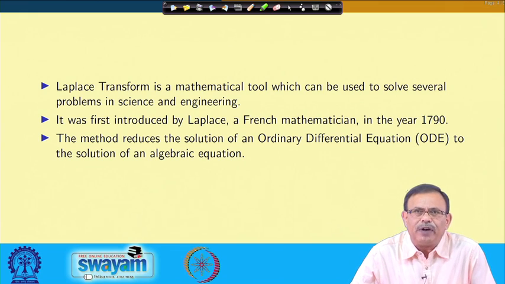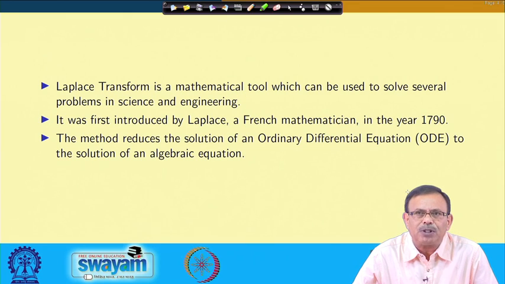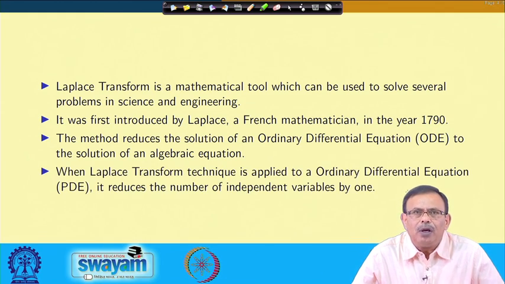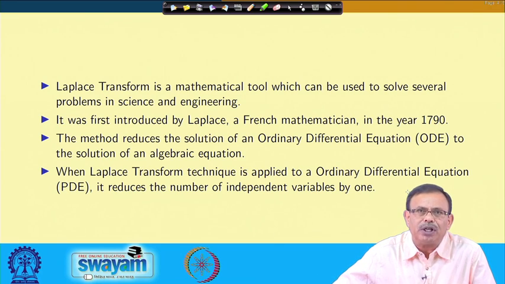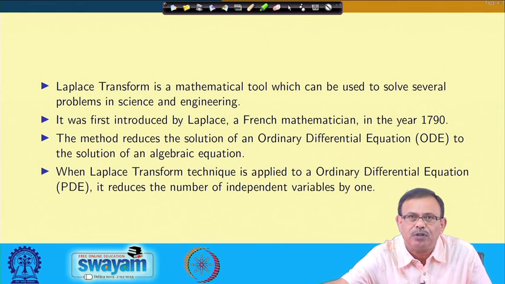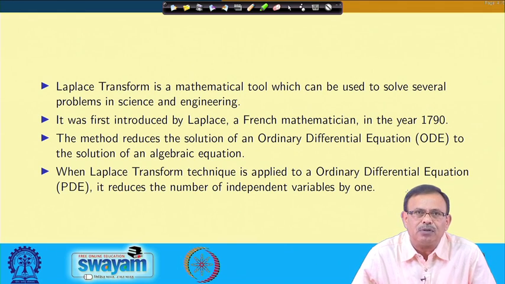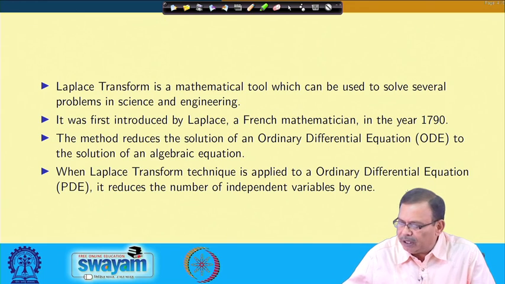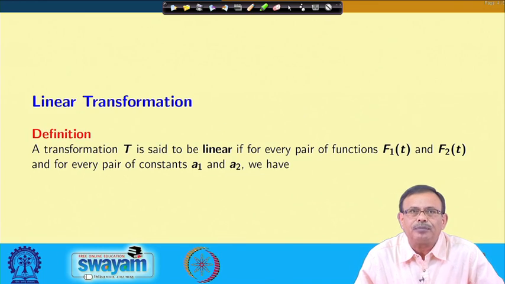So, basically, if I try to solve an ODE, if I apply Laplace transform, then the ODE will be transformed or converted into the other domain, and it will create one algebraic equation. And to find the solution of the original problem, instead of solving the ODE, we have to simply solve the algebraic equation. When Laplace transform technique is applied to a partial differential equation, it reduces the number of independent variables by 1.